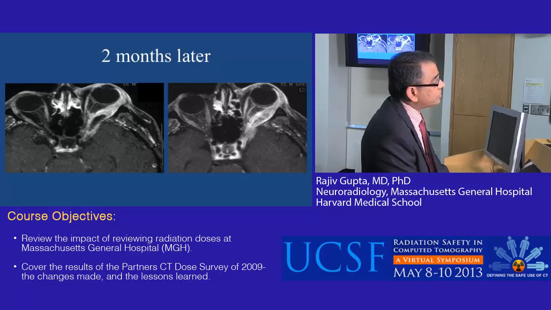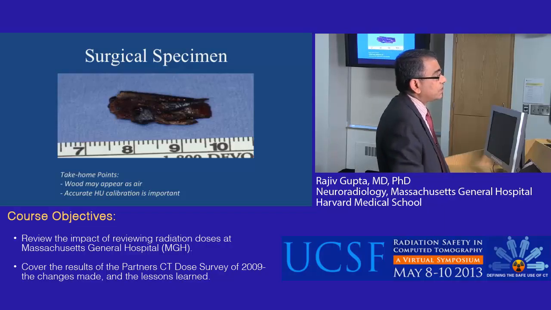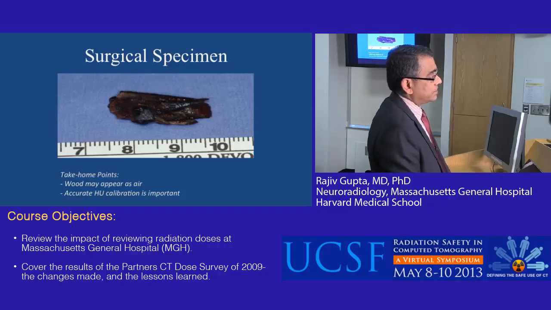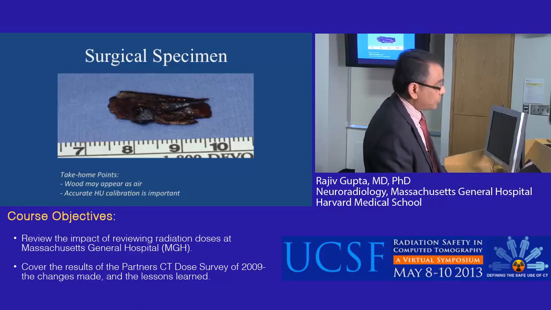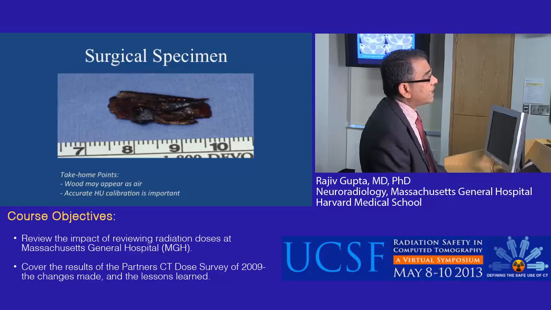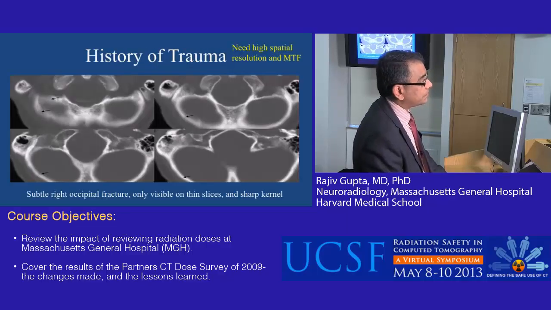This patient was taken to the operating room, and what was taken out was this piece of wood, which had lodged itself within the retrobulbar region. It's only within the subtle difference between the density of wood and the density of air that the information actually lay. So it is very important to have proper Hounsfield unit calibration, and we have to pay attention to the fact that air and wood can look very close to each other in Hounsfield unit.